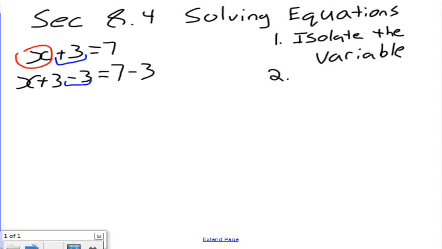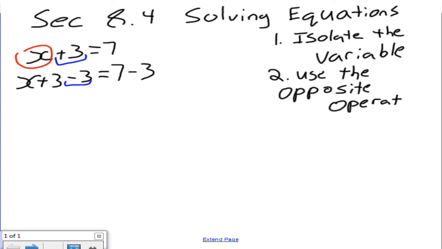So use the opposite operation. 3 minus 3 is 0, so I'm left with x on one side. X is equal to 7 minus 3, which is 4. Okay?